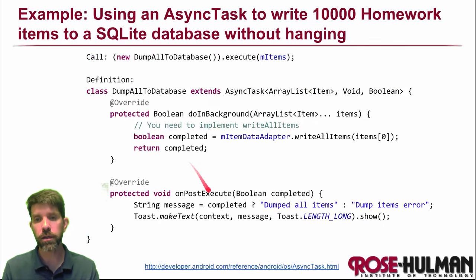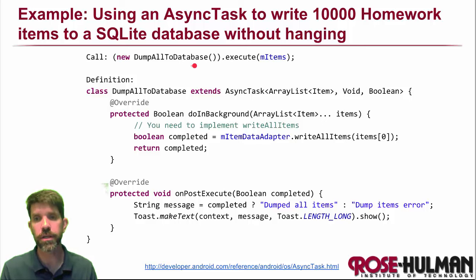Then my callback, once it's done, is going to pass in that completed value, and then in this case I can just display a toast. You'll notice that the type of what I'm returning in doInBackground is the same type as the parameter for onPostExecute, and it's going to be passing the same data. All right, a little bit more about this. If I want to call this, then I'm going to make an instance of the class here.